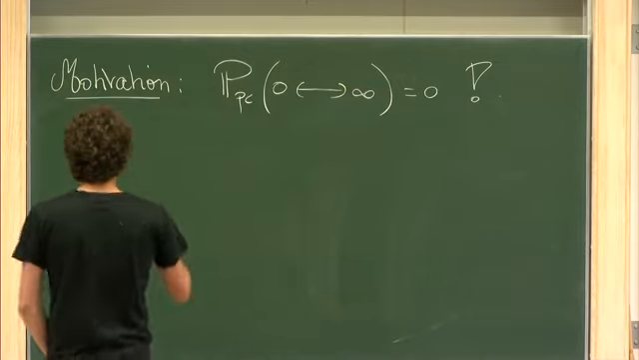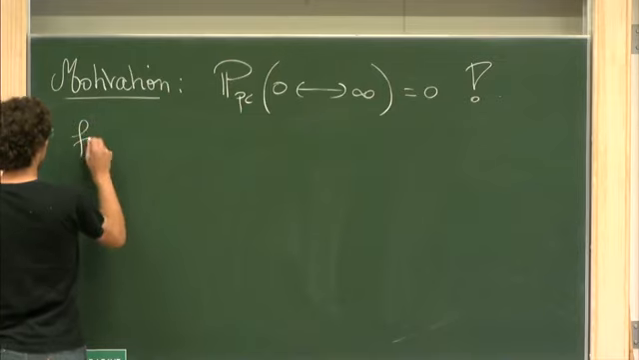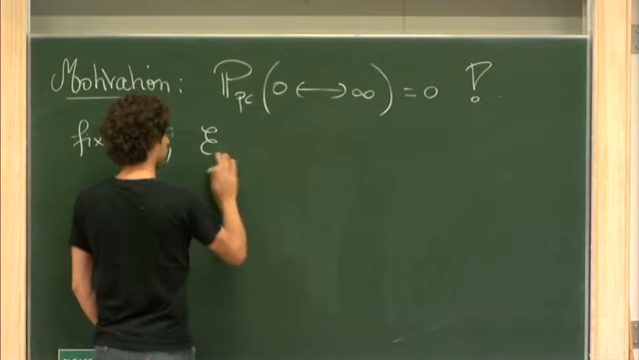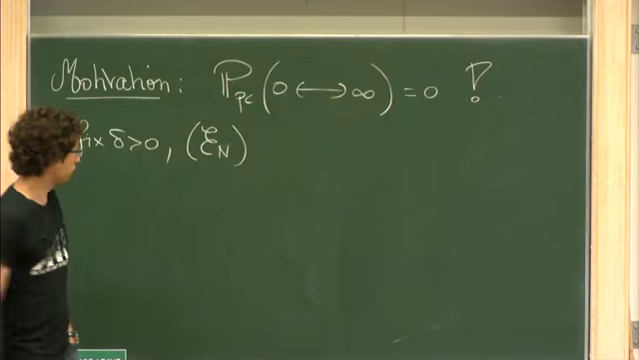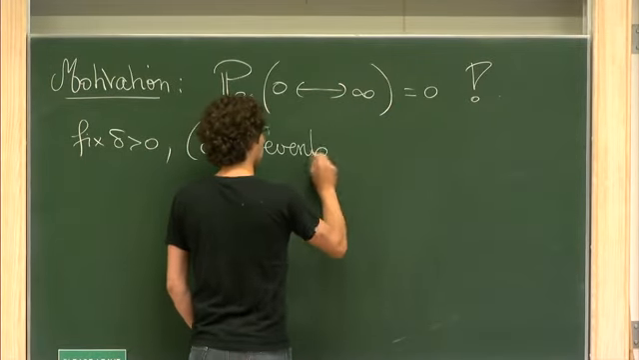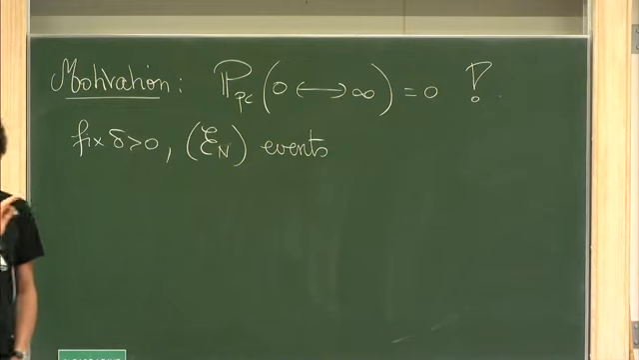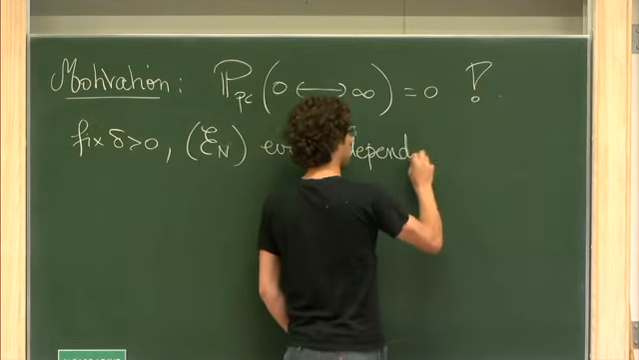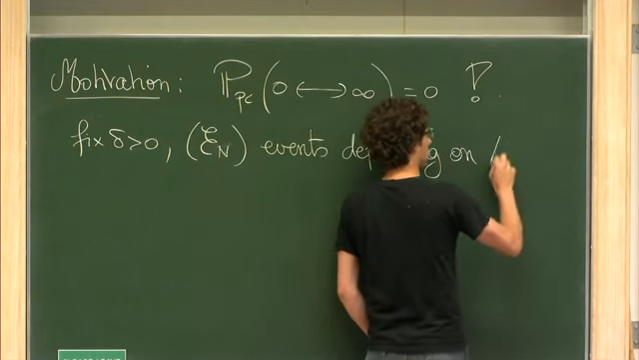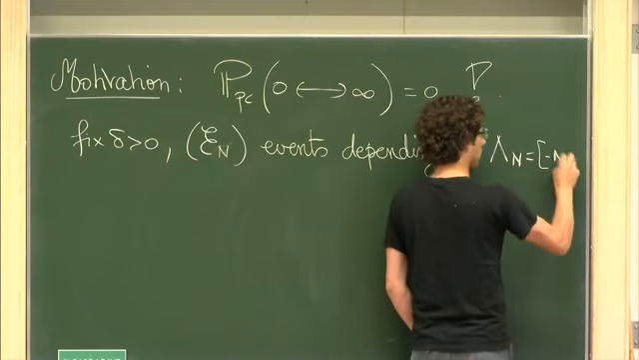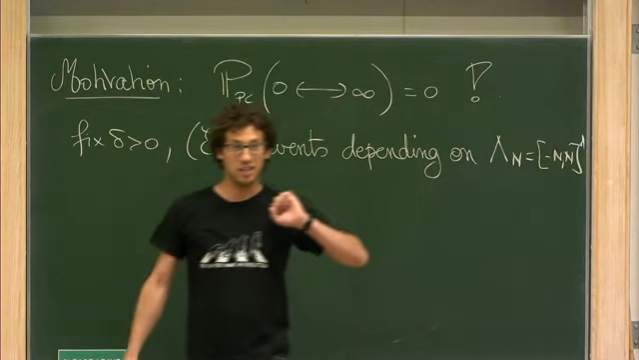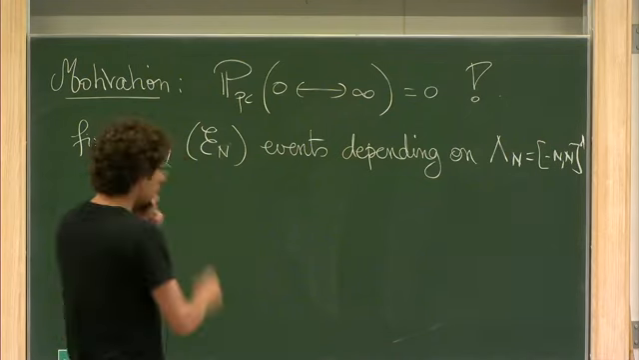So imagine I give you a delta and a sequence En of events. I'm reinventing the wheel. Don't think that I'm doing something deep. So a sequence of events, where each event En depends on the edges in the box lambda n only and nothing else, such that two things.